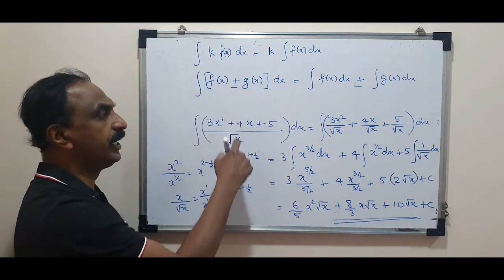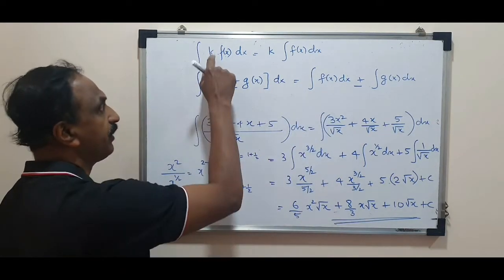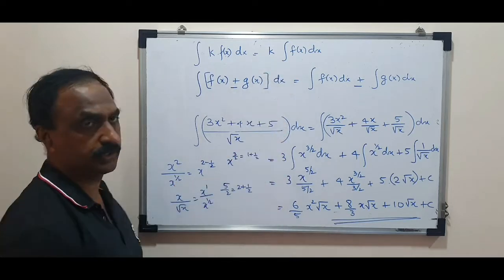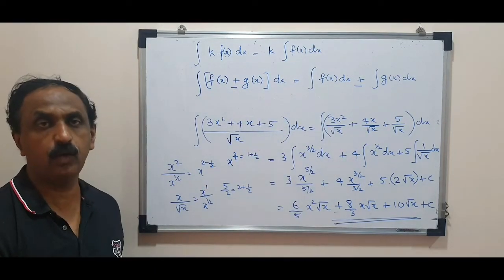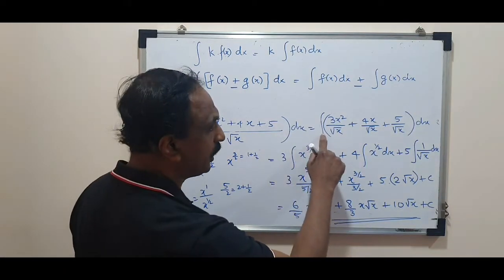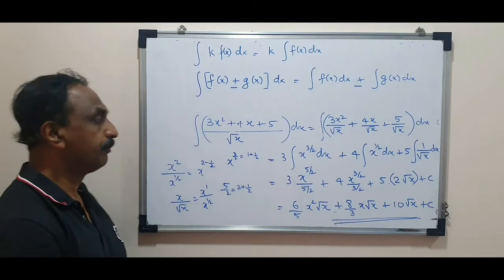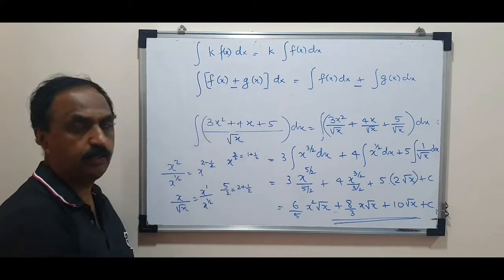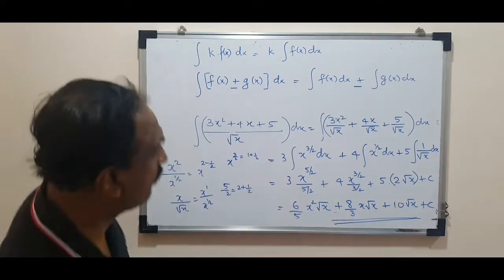Remember, for u divided by v, we do not have a formula. We have operation rules only this much. If a constant is present, remove the constant. If addition or subtraction is there, just distribute the integral over addition. You will distribute the integral over addition, and even for subtraction you can distribute. But for division or multiplication, we do not have a formula. Let's have a look at another problem.